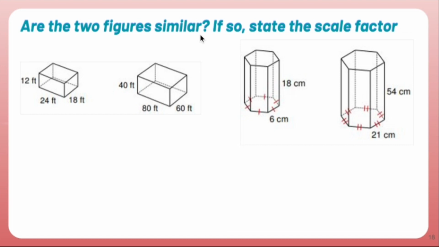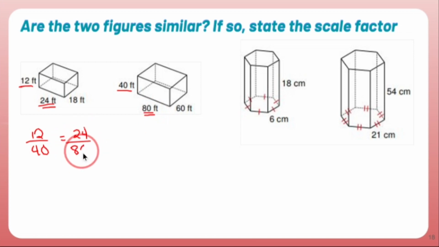Are the two figures similar? If so, state the scale factor. Figures are similar if you take all of the corresponding sides, make a fraction out of all of those sides, and the fractions are the same. For example, 12 matches up with 40, so 12 over 40. That has to equal 24 over 80. 24 matches up with 80, so 24 over 80.